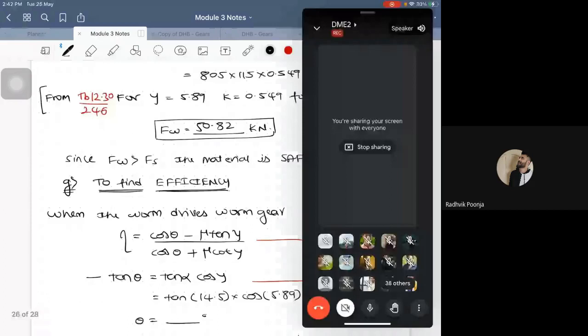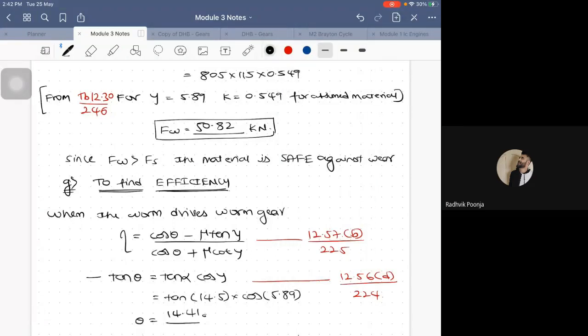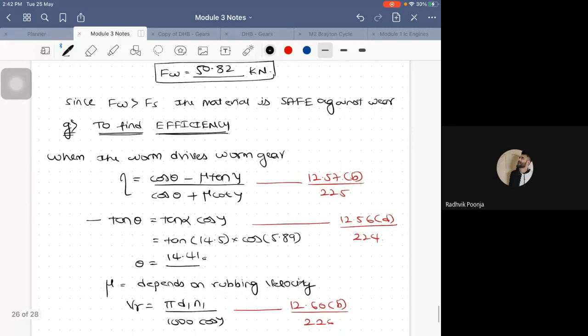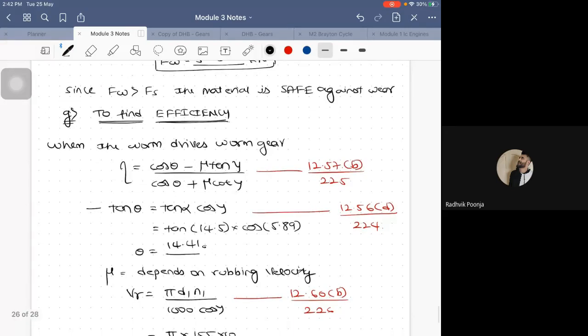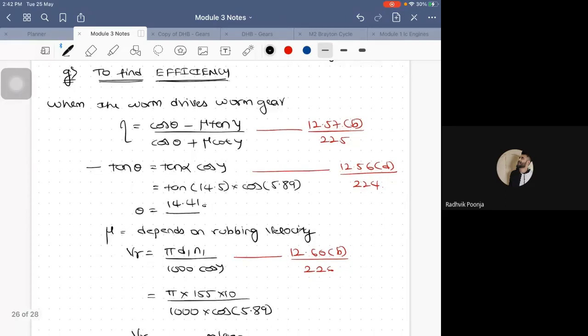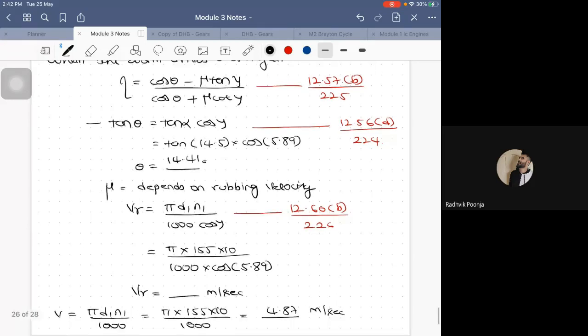So theta is 14.4. Next, go with the calculation of mu. You know very well that mu depends on the rubbing velocity. Rubbing velocity is given by pi d1 n1 divided by 1000 of cos lead angle. Just substitute it and you get the value of VR there.